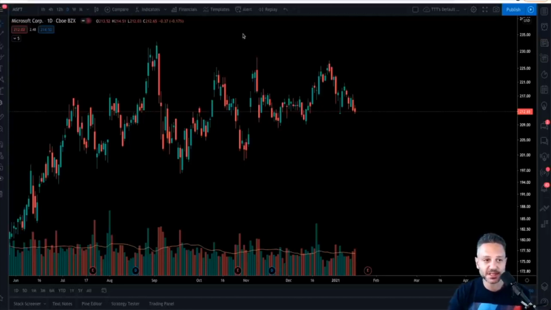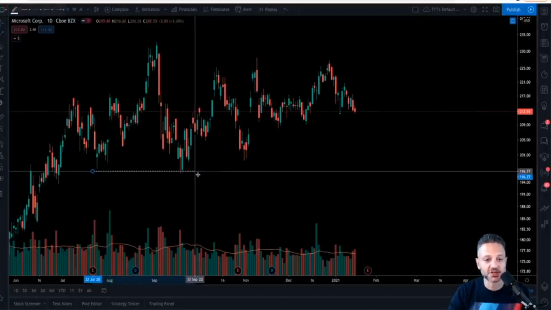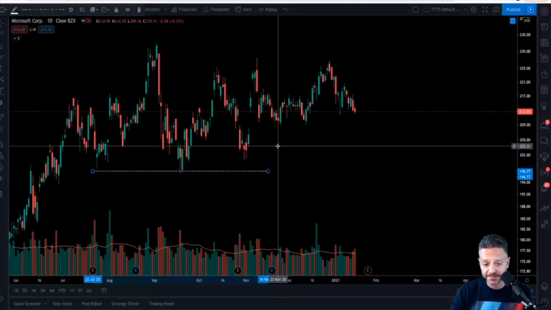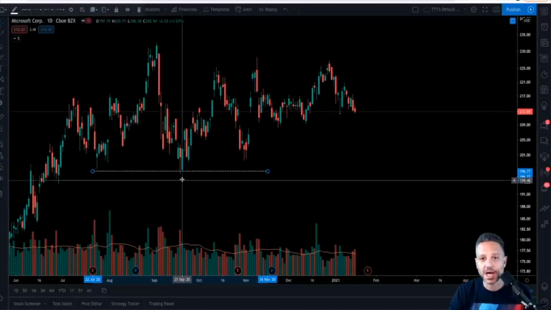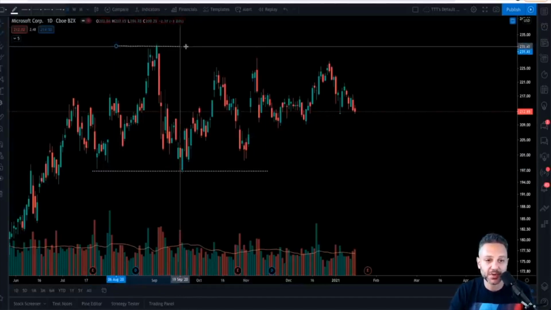That is it. What is a support level? A support level is where traders or investors, the bulk of traders and investors agree that there is a price floor, and that is where they're willing to support the stock or the asset at. And resistance is the exact opposite. It's just the price ceiling.